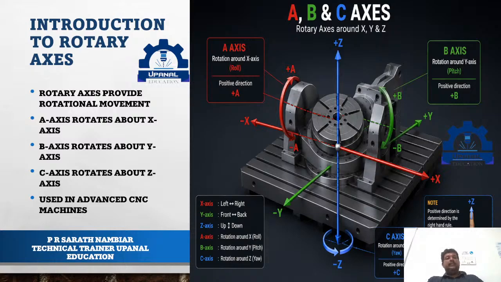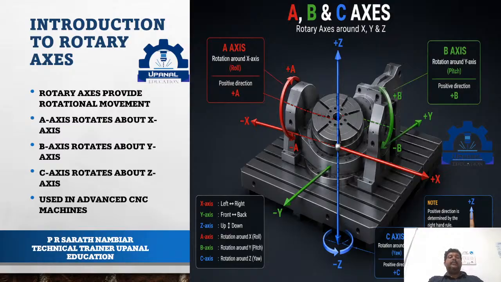So next, till now we have discussed the three primary linear axes X, Y, and Z. These axes provide straight line movement. However, modern CNC machines are capable of much more than simple linear movement. Many advanced CNC machines also have rotary axes. As the name says, rotary axes provide rotational movement. So instead of moving in a straight line, a rotary axis rotates around another axis.